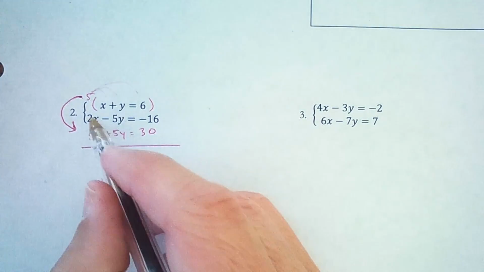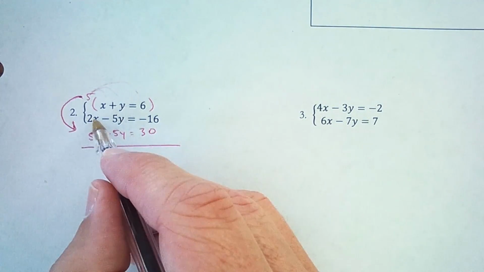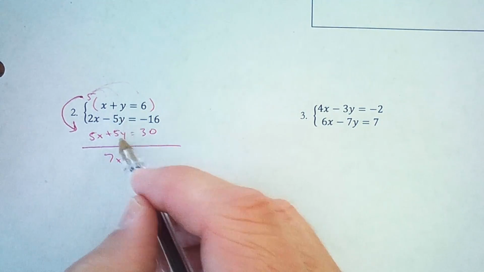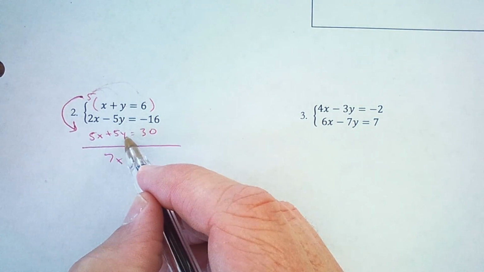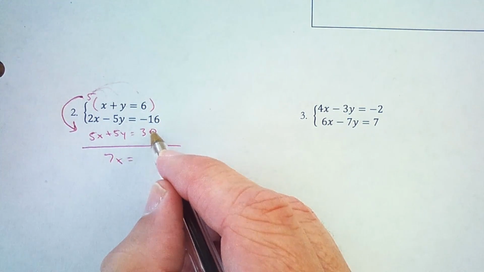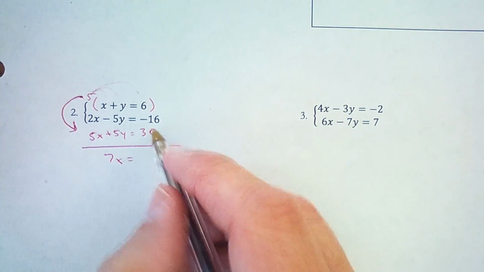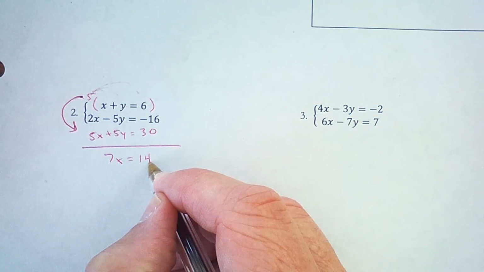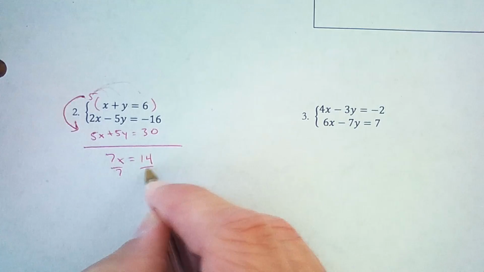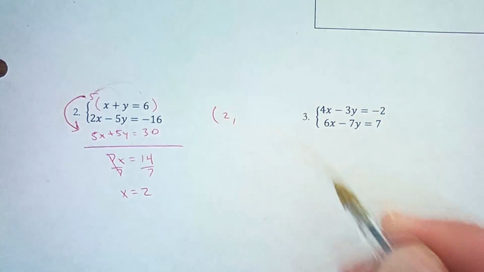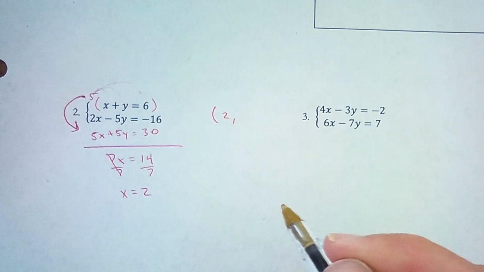So now I can combine these two lines. 2x and 5x makes 7x. Negative 5y and positive 5y is 0, so they cancel. Negative 16 plus 30 is positive 14. And if I divide by 7, I get x equals 2. So this intersection should take place 2 to the right.